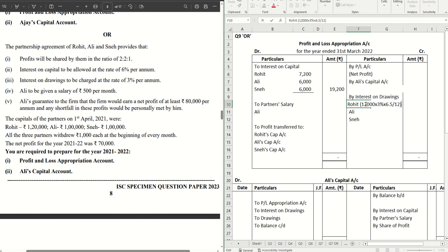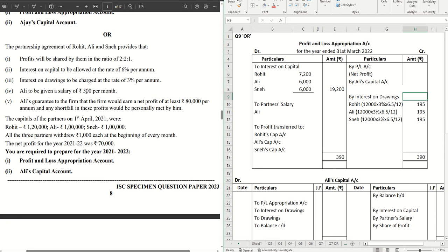If you want to understand how this is arrived at, there is an entire video made on this. The link is in the description box below. Do check that out for a clear understanding. This will be the same calculation for all three partners because all of them have withdrawn the same amount. So if you solve this, how much do you get? 12,000 into 3% into 6.5 by 12 is coming to 195. That will be the same amount for all three partners. All right, so interest on drawings is done.